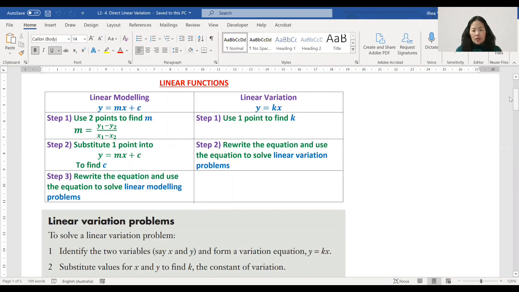And you just use that equation to solve any problems for linear variation. Whereas in linear modeling, after you find the c, step 3 is to rewrite the equation, which is the completed equation, and then use that equation to solve the linear modeling problems. Okay, so that's what it was.